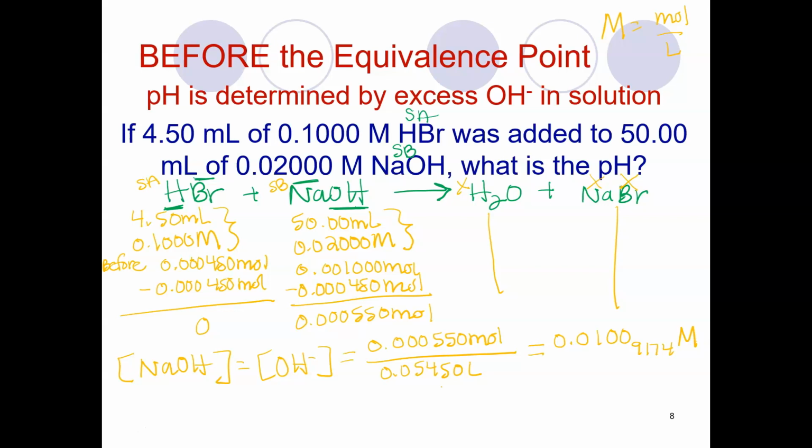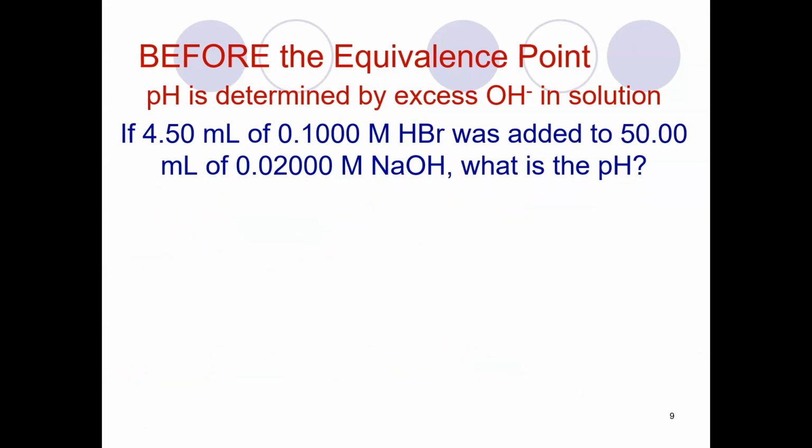Okay. So that's still not my answer. The question asked for the pH, but I know that that's the OH minus molarity. So what I'm going to do now is take that number. I know I switched slides, but it's the same question. I'm just going to go back to OH minus is equal to 0.0109174 molarity. And what we need to do is try to solve for the pH from that.